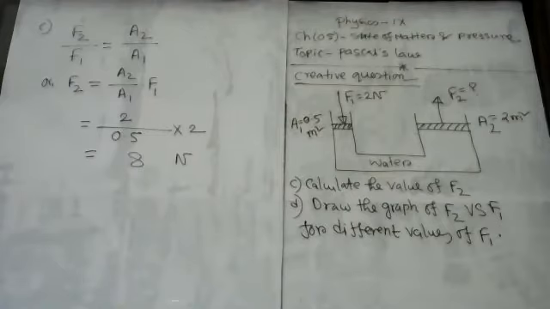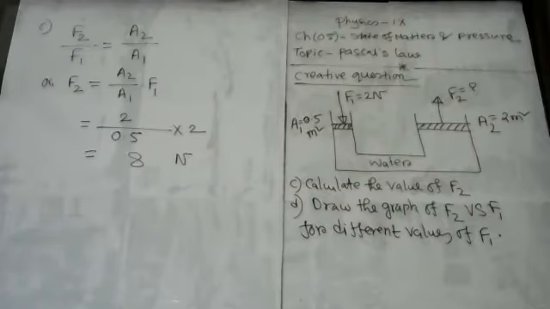Before discussing your starting point, question number D, I'm going to discuss two things. First, I'm going to draw the graph of F2 versus F1. In between F2 and F1, which one is independent? From the given question, it's very clear that the independent function is F1. I can vary F1 and find out the corresponding value of F2. So the first point is this, and the second point is here.